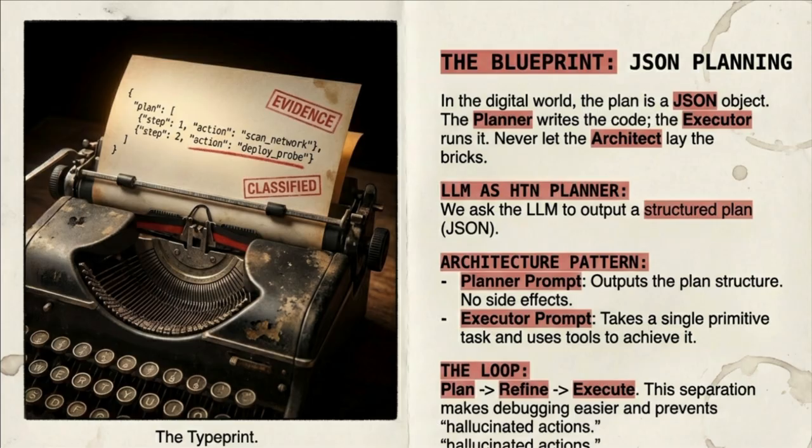The architecture pattern consists of two distinct prompts. The planner prompt is responsible for outputting the plan structure and should have no side effects or external interactions. The executor prompt takes a single primitive task from that plan and uses available tools to achieve the plan. This creates a loop of planning and refining and then executing. This separation of the architect from the Mason makes debugging significantly easier and prevents the system from taking hallucinated actions. It ensures that every move the agent makes is grounded in a pre-approved plan that has been validated for logical consistency before even the first API call is ever made.